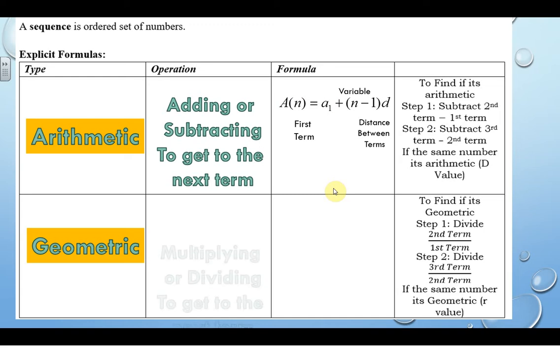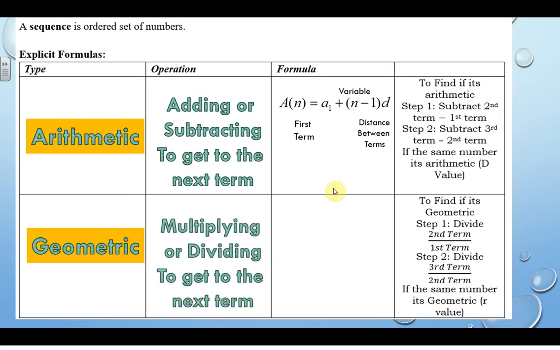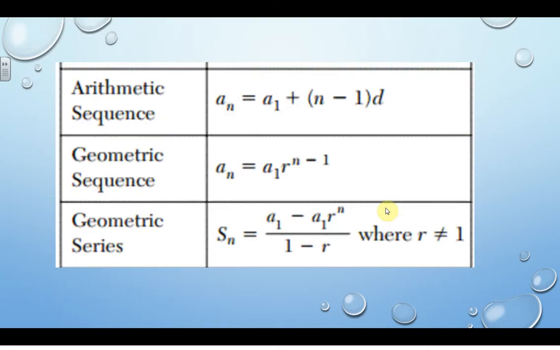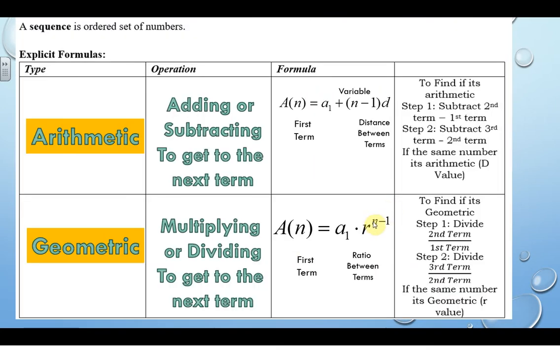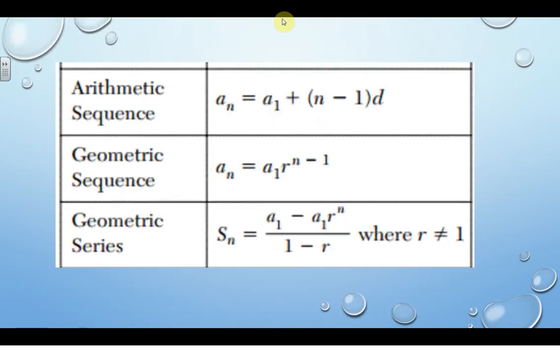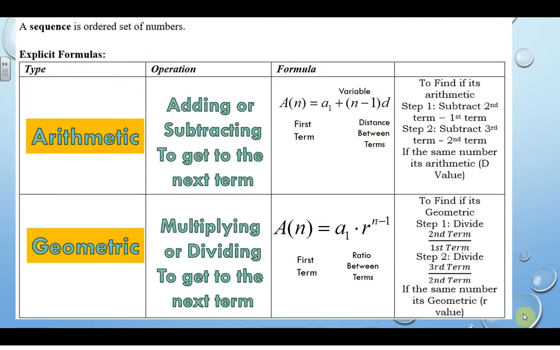So geometric is when you're multiplying or dividing to get to the next term. So you're going to have, again, the first term multiplied by some rate R, raised to the n minus 1. N is just the number term. So let's say we had 2, 4, 6, 8, 10. 2 would be the first term. 4 would be the second term. That's what that n value stands for. And the second part of that chart is just how to find if it's geometric. You divide the second by the first, and you divide the third by the second, and that will give you your R value if they're the same.